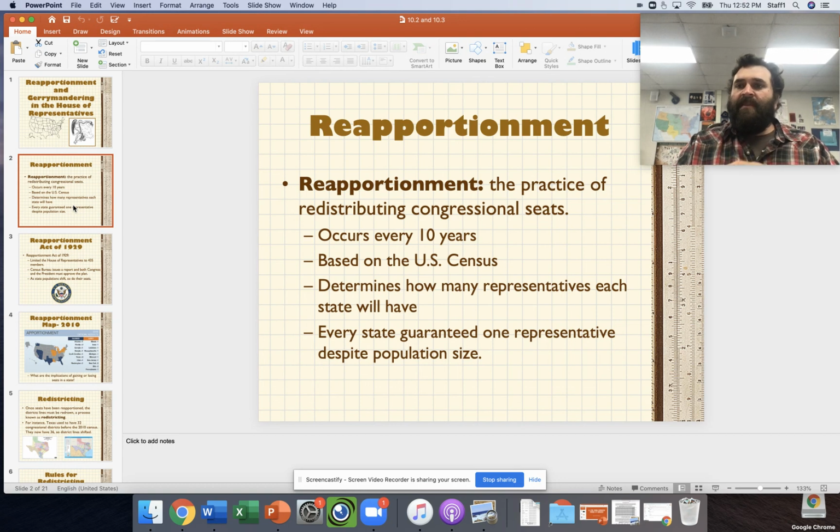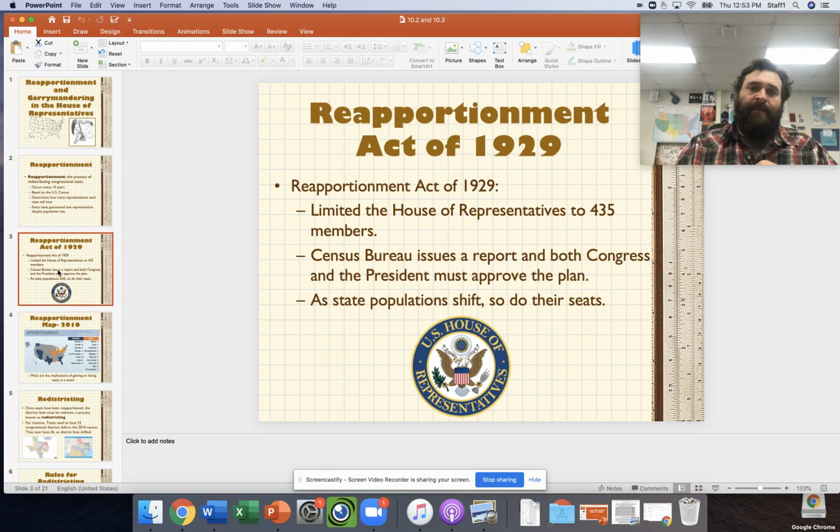So reapportionment is something that happens every 10 years. It's based on the census, which is happening right now, and that's one of the reasons why it's so important. What it does is it determines how many representatives a state will have. A state like California has a huge amount. A state like Nebraska has very few. We get our representatives based on how many people live in our state.